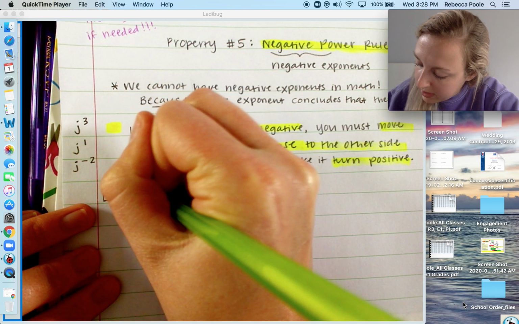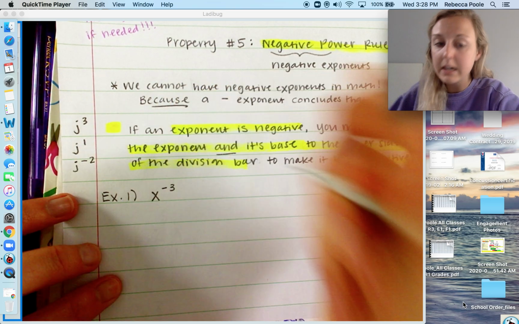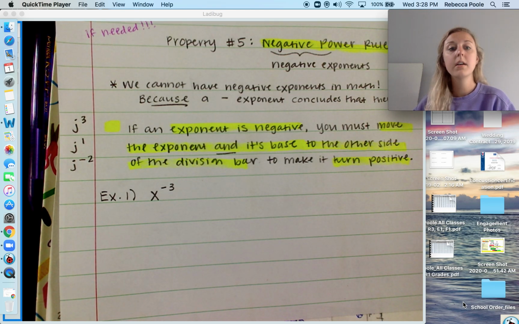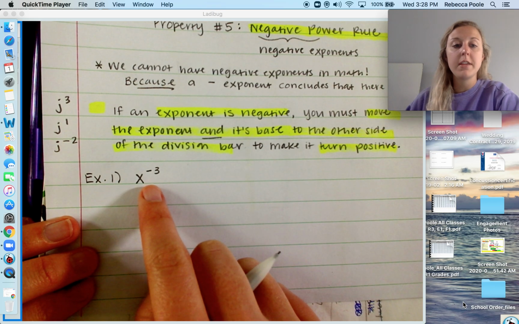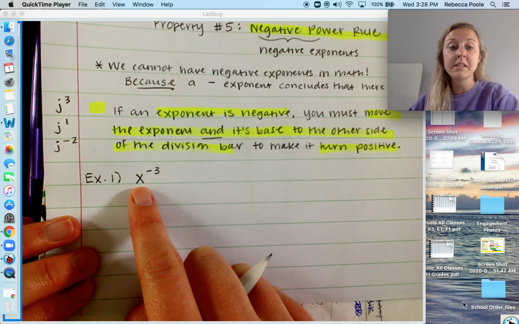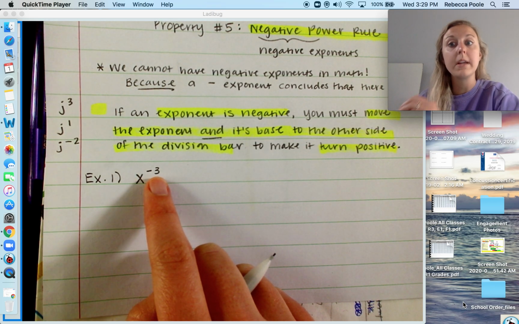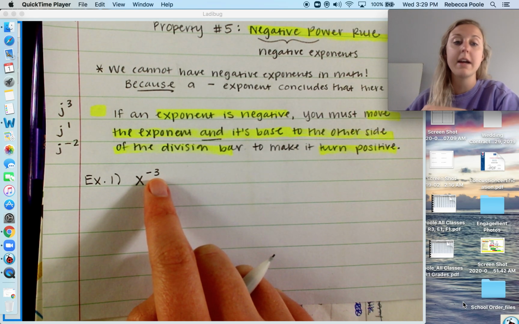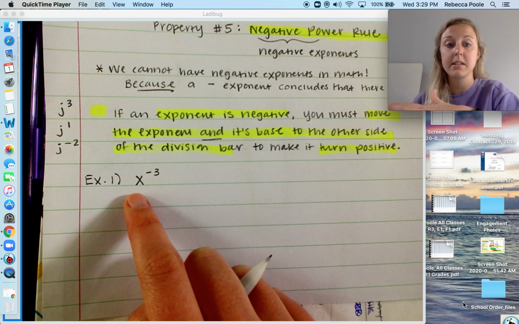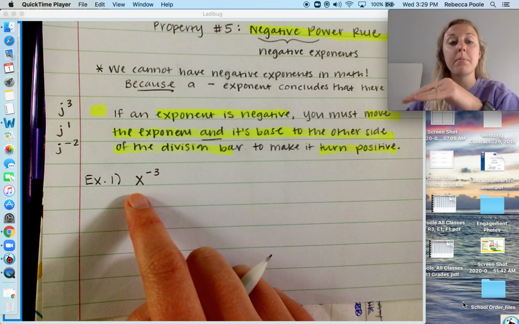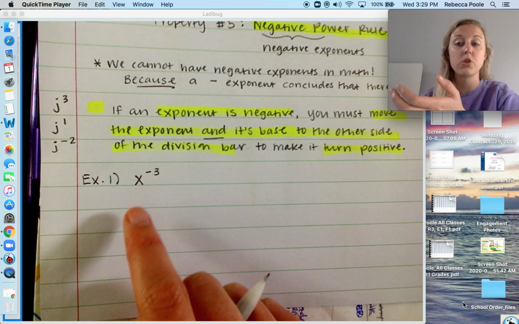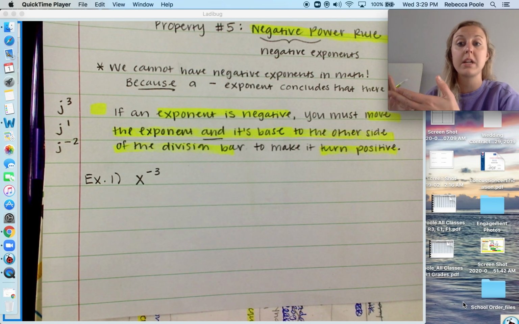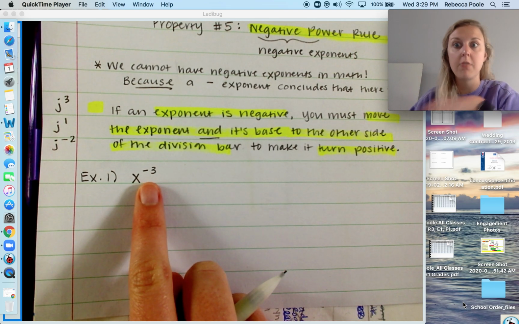So example 1, if we have x to the -3rd, okay? This one usually trips people up. So first of all, this is saying x happens -3 times. We know we can't have negative time, right? So this does not make any sense to us. But if I can move it to make it positive, we know what x cubed is, right? That means x times itself 3 times. We can't have x times itself negative 3 times.